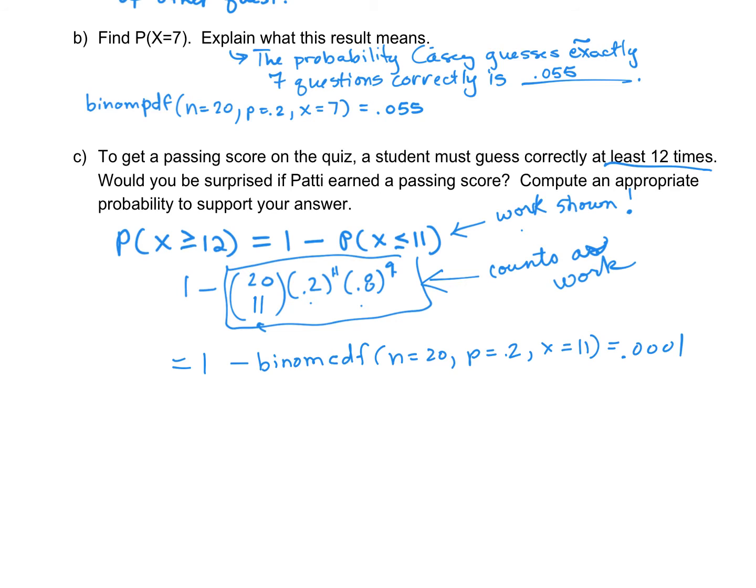I put 12 trials. It's still pretty close to 0, isn't it? Basically 0.